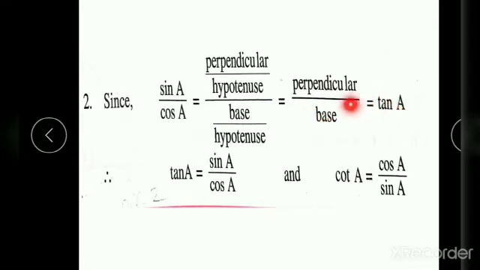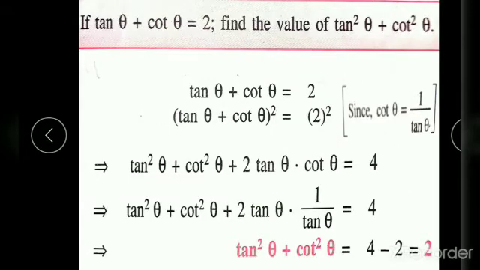Tan A is equals to perpendicular divided by base. So I can write tan A is equals to sin A divided by cos A. So cot A will be cos A divided by sin A. So since tan and cot are reciprocal, so if tan A is equals to sin A divided by cos A, cot A will be cos A divided by sin A. Okay. So let's solve the problems.